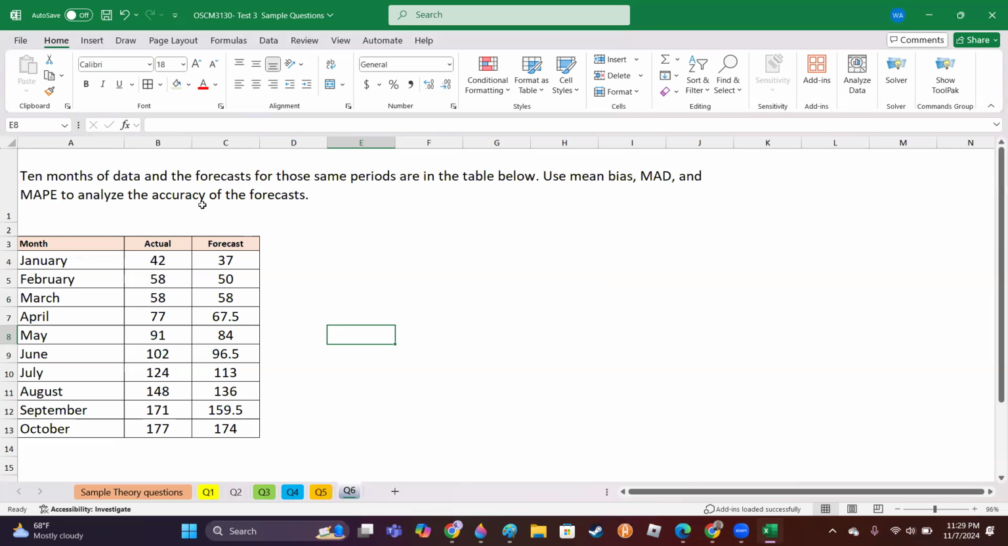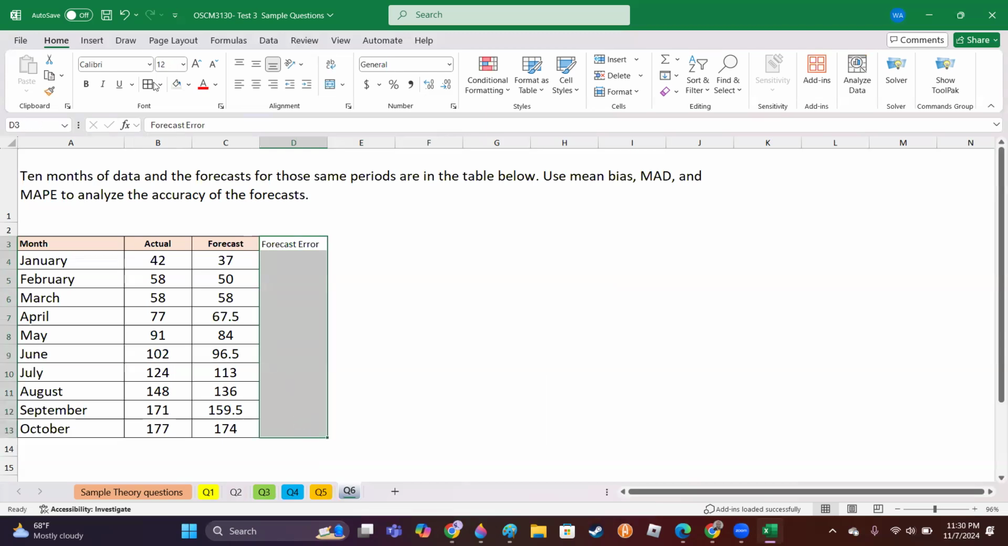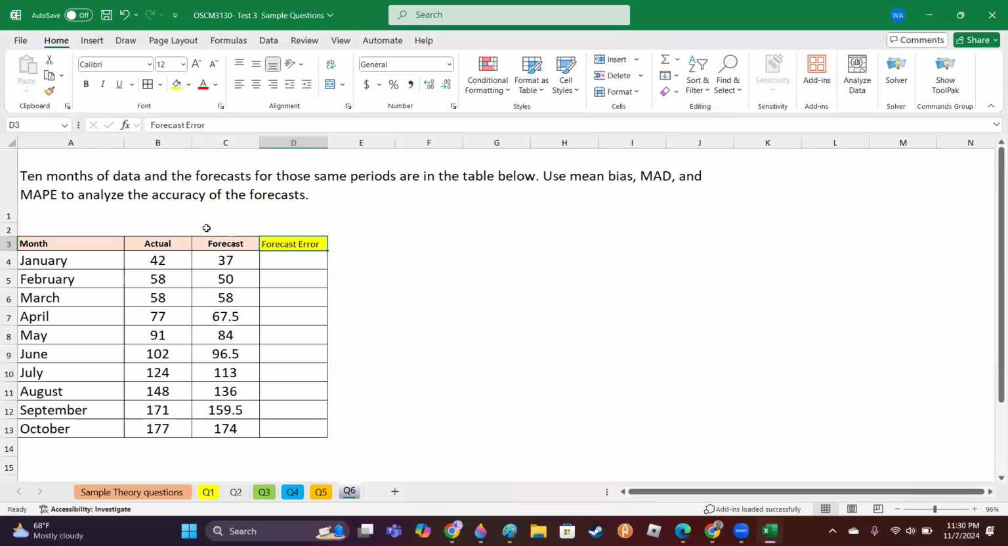Okay. All right. So again, whenever you get a forecasting question, you might want to start off by calculating a forecast error. Always start with the forecast error column. Even if you don't know what to do, just make sure to include this column here. If you don't have a forecast error column here, it kind of would tell me that you don't know what you're supposed to be doing with the question.